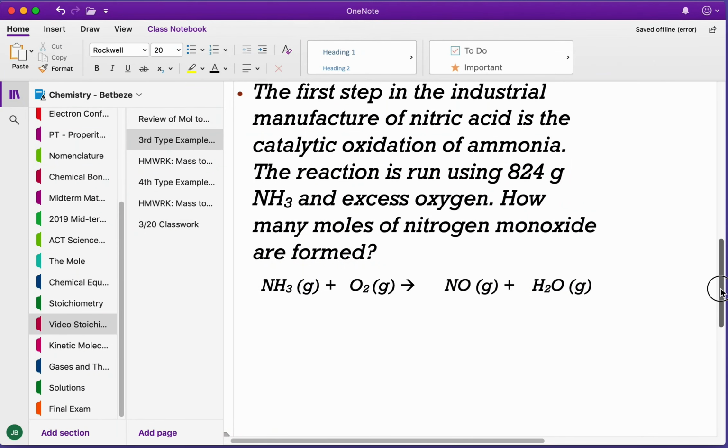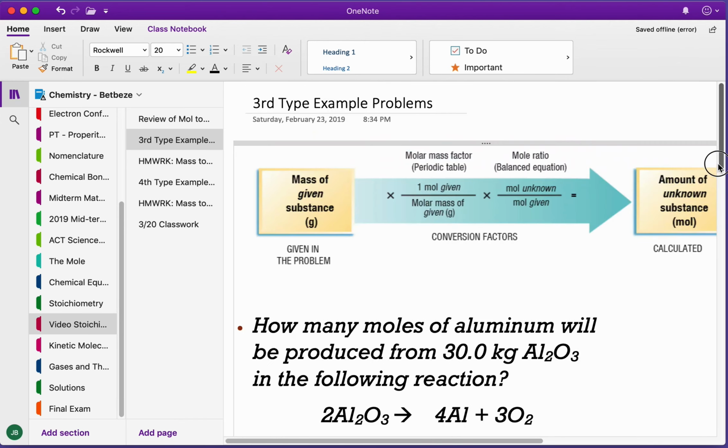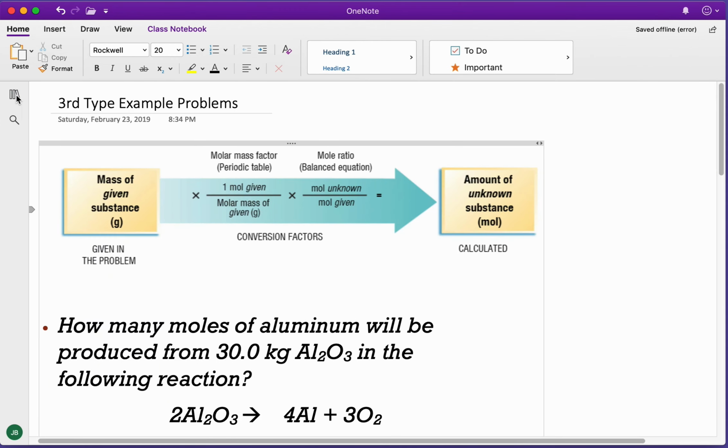Okay, let's look at our next two types of problems that we need to learn how to do for stoichiometry. And that is the mass to moles. That's our third problem type. And then the fourth type is going to be mass to mass. So what's important here? Your known is going to be given to you in grams or kilograms. It's just going to be in mass. And from there, you're going to have to then put the molar mass into the train tracks, then your mole ratio in order to get to your unknown, the answer for your unknown.